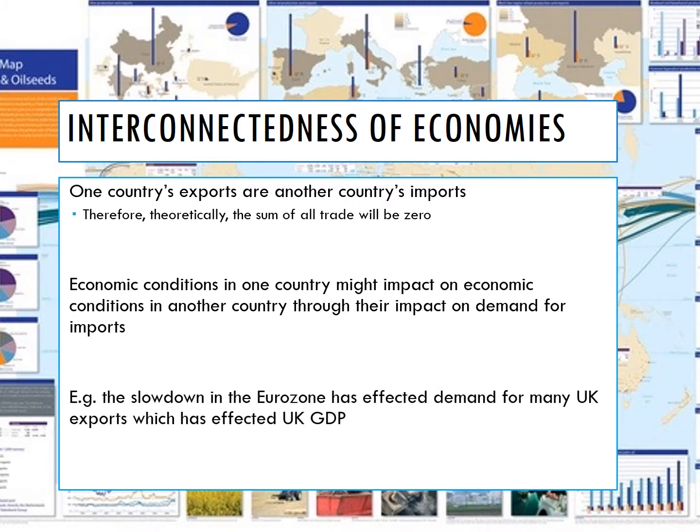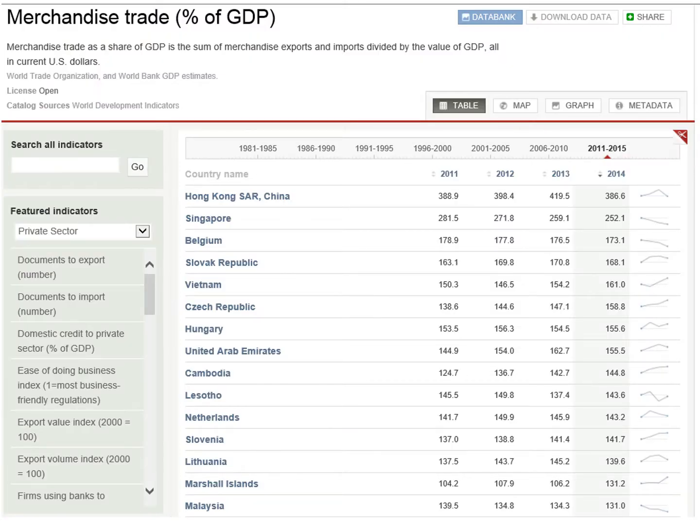For example, the slowdown in the Eurozone has affected demand for many UK exports, which has affected the UK economy and UK GDP. Here is a snapshot of some countries that have a high level of trade compared to the size of their economy. So these countries are particularly connected with other countries around the world. They're very dependent on trade as a percentage of their GDP.